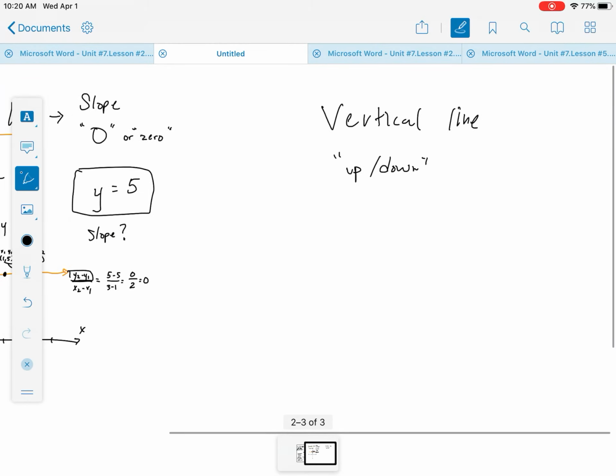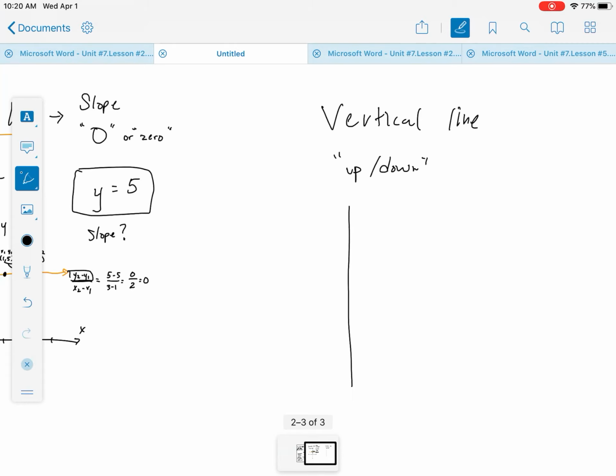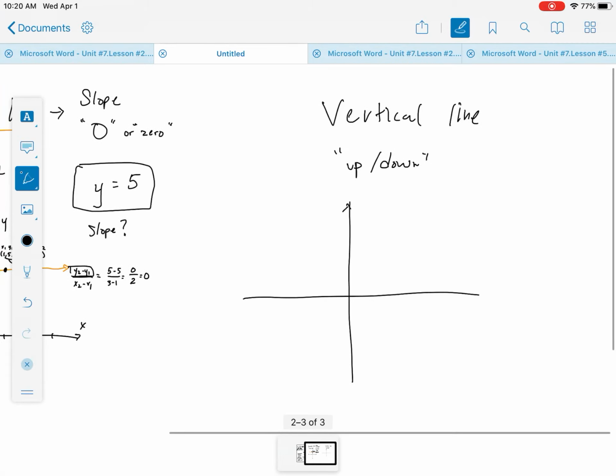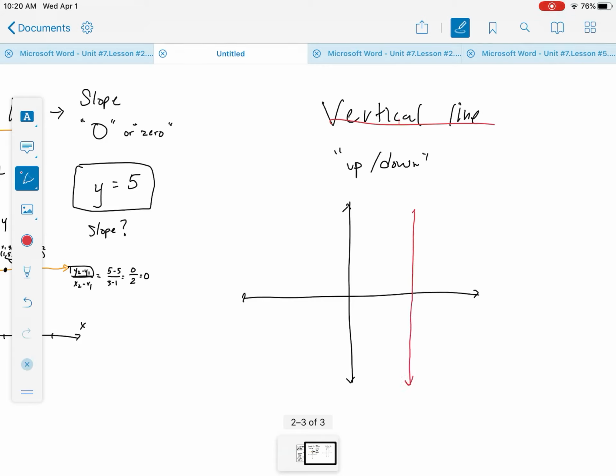Now let's look at the vertical line. So again, I'll make a little coordinate plane here. And perhaps I'm going to make a line in red right about there. And let's label this line some coordinates. 1, 2, 3. Crosses at about the x value of 4. So I know that x equals 4 on that line.